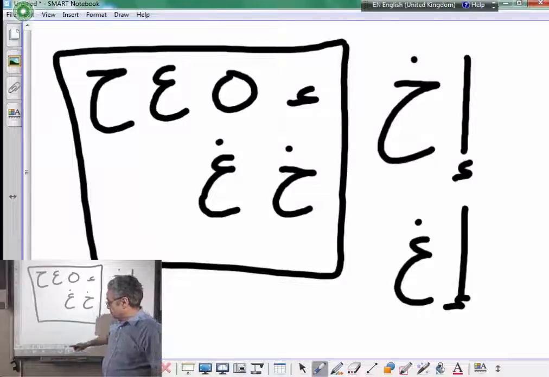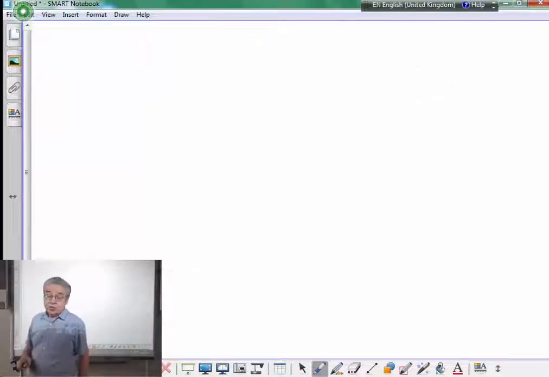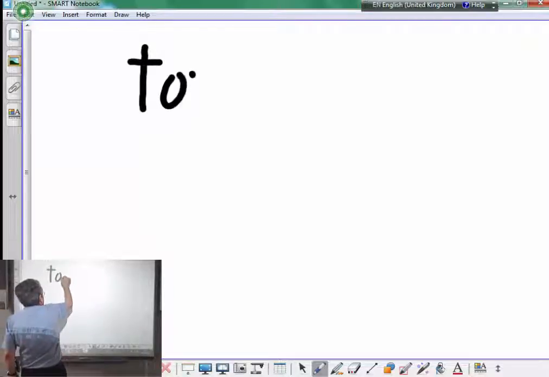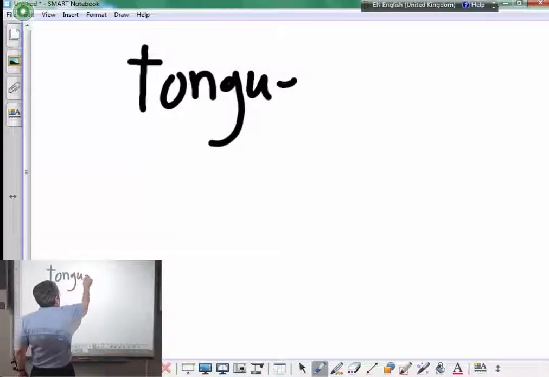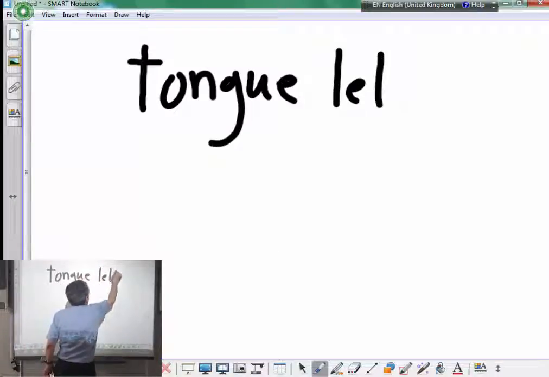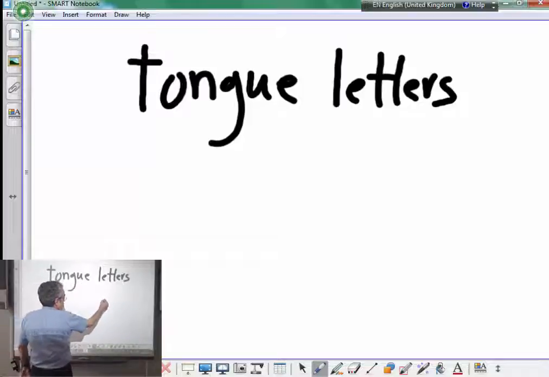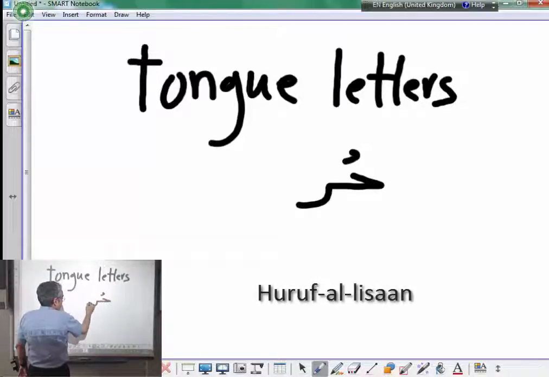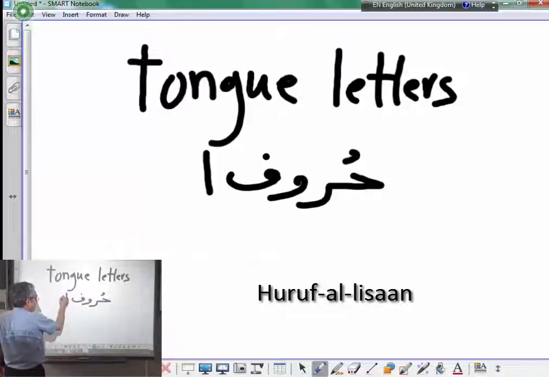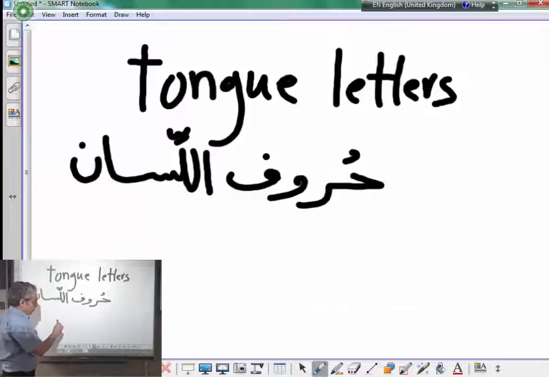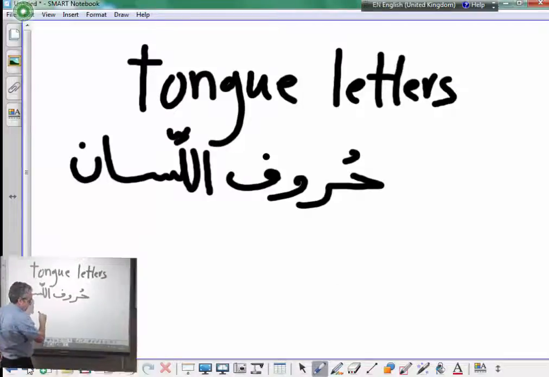Now we can move on to the next group of letters. We call them tongue letters, or in Arabic, we call them حروف اللسان. حروف اللسان.